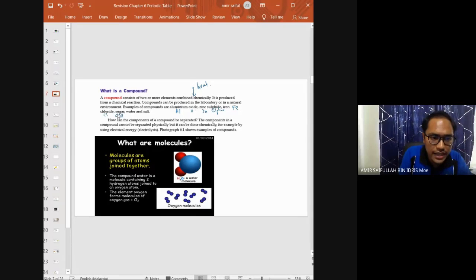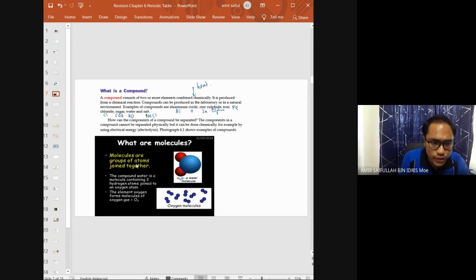So it has three elements. Water has two, H and O, hydrogen and oxygen only. Salt has natrium, or we call it sodium, and chlorine. So these are the compounds. So a compound has two or more elements combined chemically. Later we will see how to separate the compound.